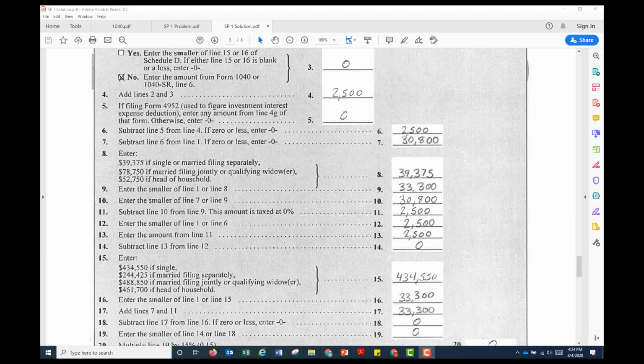Line 11, subtract line 10 from line 9. It comes out to $2,500. Again, that's the qualified dividends amount, and it says this amount is taxed at 0%. So it ends up being that there's zero taxed for this level of income. Remember, for single status, up to $39,375 is taxed at 0%. And how much is our income? It's less than the threshold of $39,375. That's why it ends up being 0 in line 14.